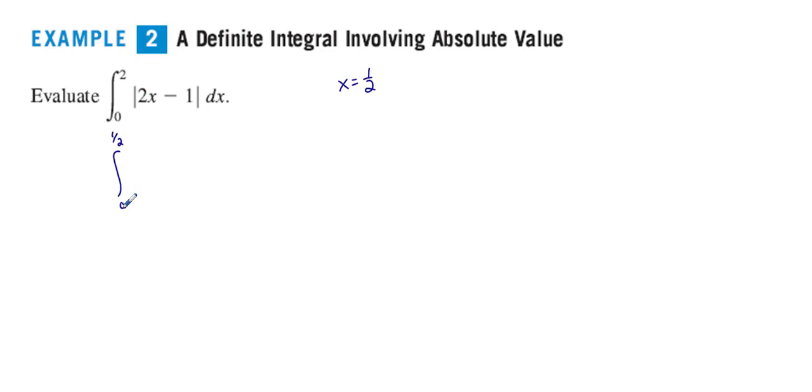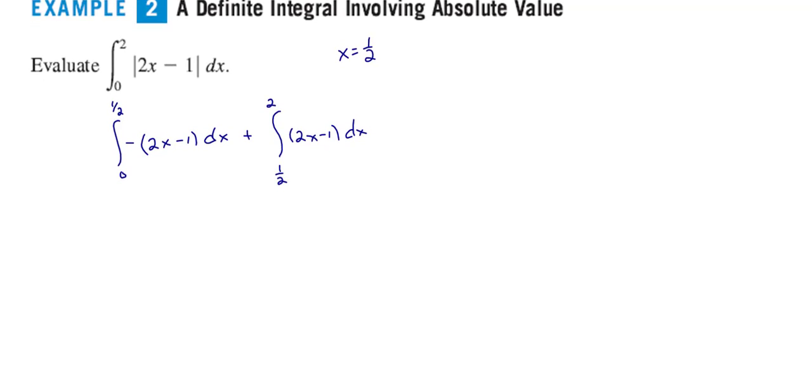For values from 0 to 1/2, what do you know about the inside of the absolute value? The inside's negative, isn't it? So that means we have to have that negative to make the value positive on our absolute value. Plus the interval 1/2 to 2. Now on the interval 1/2 to 2, that's positive, so we don't even need the absolute value sign, right? Okay, so 2x minus 1 dx.